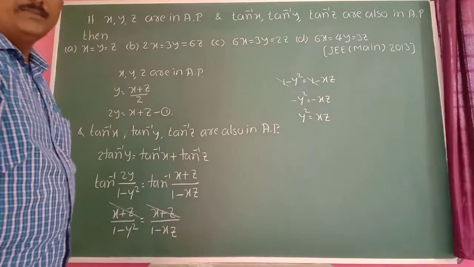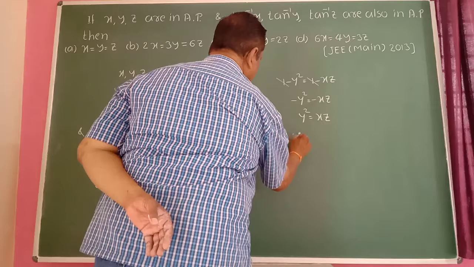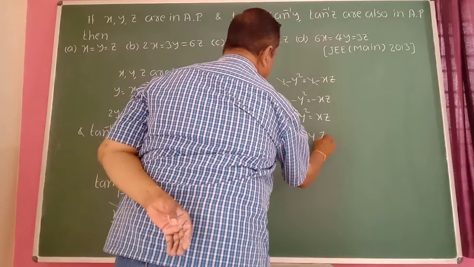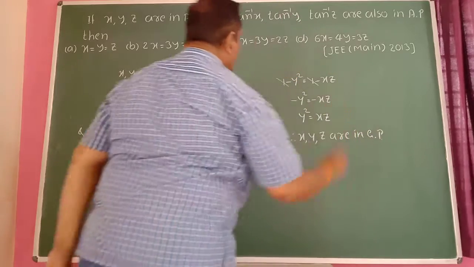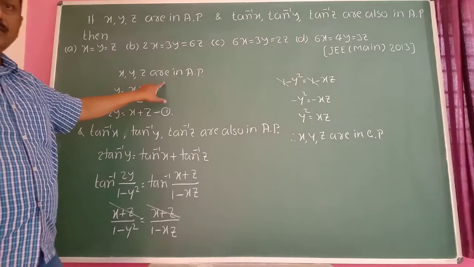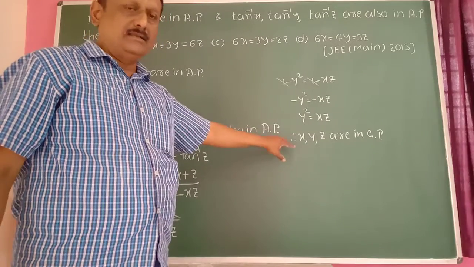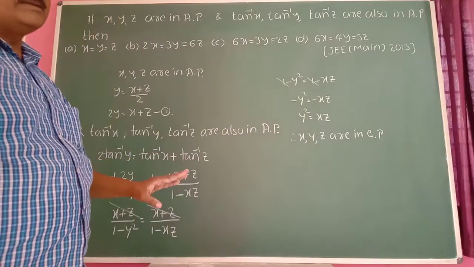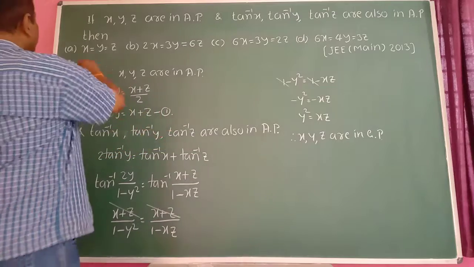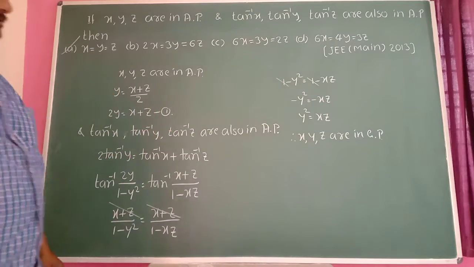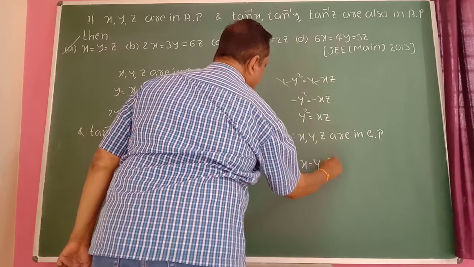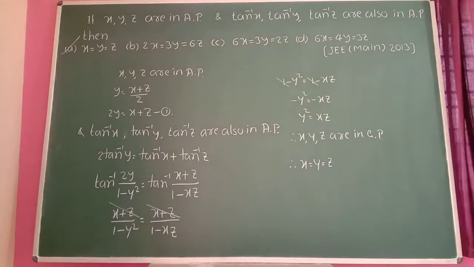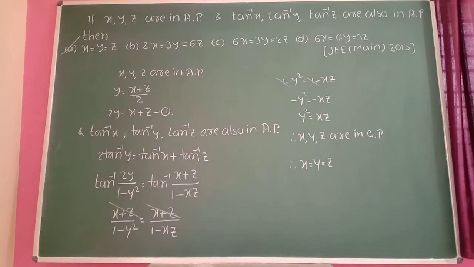It is the geometric mean formula. Therefore you can write here x, y, z are in GP. Here x, y, z are in AP and x, y, z are in GP. Both AP as well as GP is possible only when x is equal to y is equal to z. Therefore x is equal to y is equal to z, then only the three terms are AP as well as GP. Otherwise it is not possible. So first option is correct.